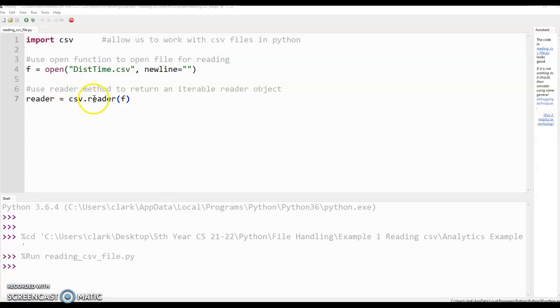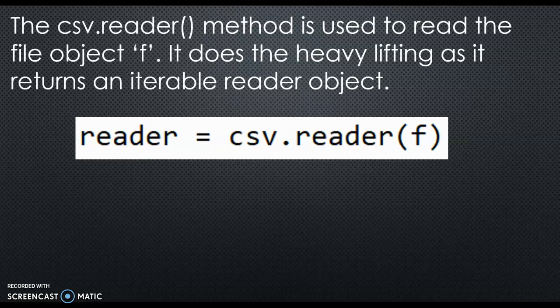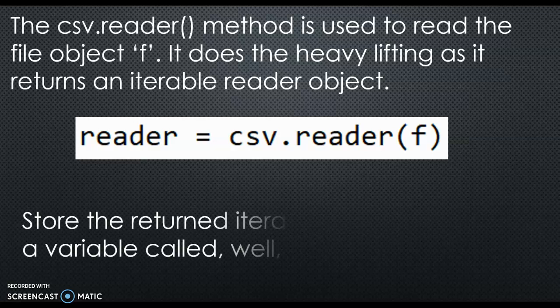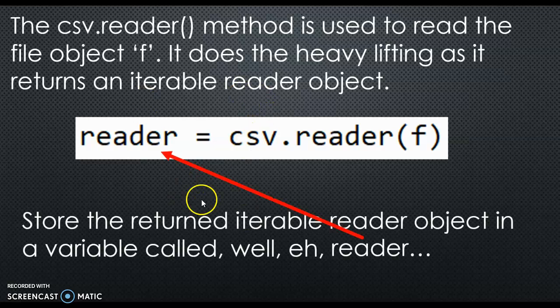We've just used the reader method here to return an iterable reader object of our file object. A bit complicated, but you'll see in a moment how an iterable object lets you move through it and pick it out piece by piece. As I said, we stored the returned iterable reader object in a variable called reader. You can call that name whatever you want.